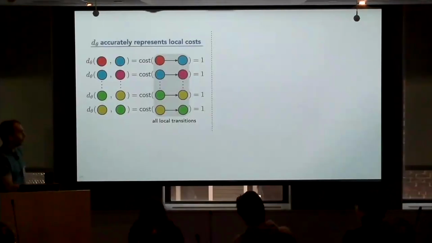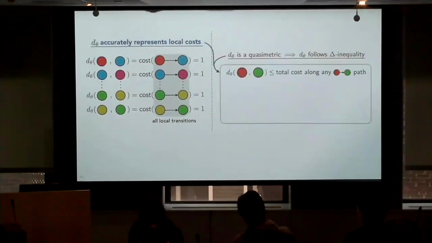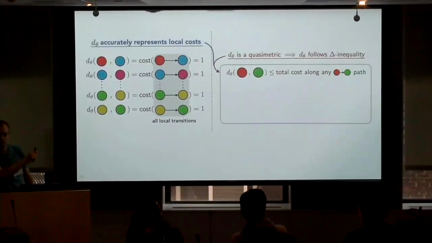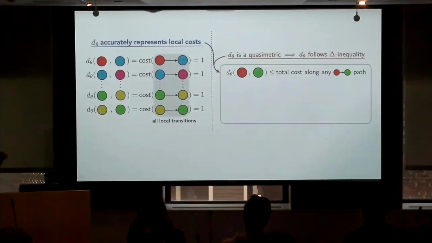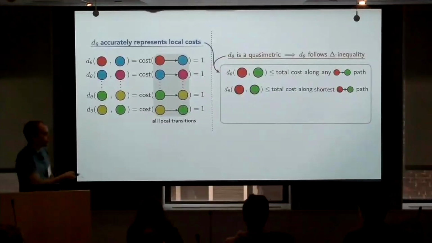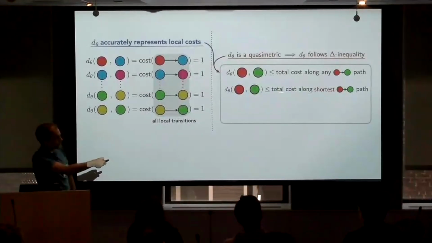Okay, so given that our quasi-metric function accurately represents the cost along every edge, and given that we've imposed it to be a quasi-metric, so it follows the triangle inequality, then the cost between any non-adjacent nodes, like red and green, which are far apart in that graph, is going to be less than or equal to the total cost of any path between those two states. That's a statement from the triangle inequality. That to go directly between two states has to be less than or equal to the cost of going along any of the possible paths, because one of those paths will be the shortest path. So in particular, it'll be less than or equal to the shortest path.